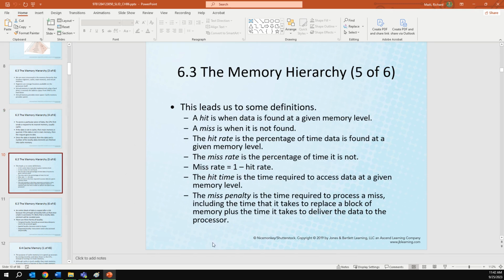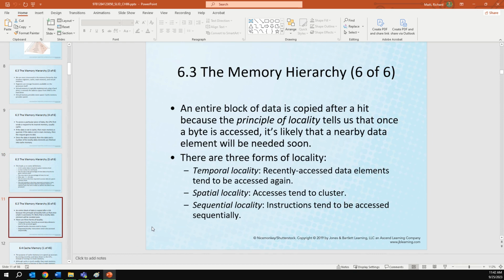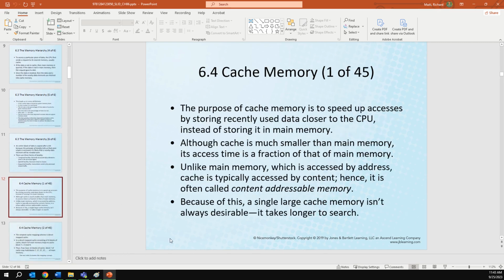So here are some definitions. You can look at hit and miss: a hit is when data is found, a miss is when data is not found, and it goes into some more details here you can take a look at. An entire block of data is copied after a hit. So this is the principle of locality. Three forms of locality: you've got temporal locality, spatial locality, and sequential locality.